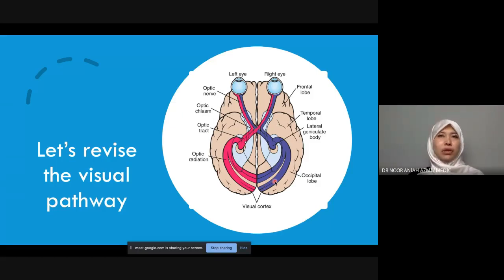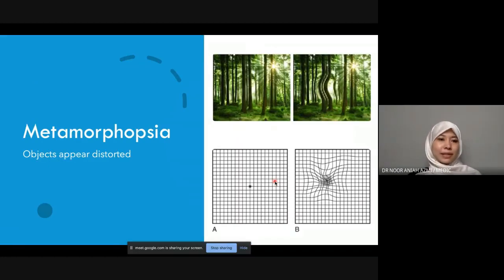Okay, like we have the common one, the very favorite one, like the bitemporal hemianopia. You know that the lesion is at the optic chiasma. Okay. So one of the other symptoms, like I said just now, the opsias, all right? So we have what we call the metamorphopsia, which means that the image they see is distorted.